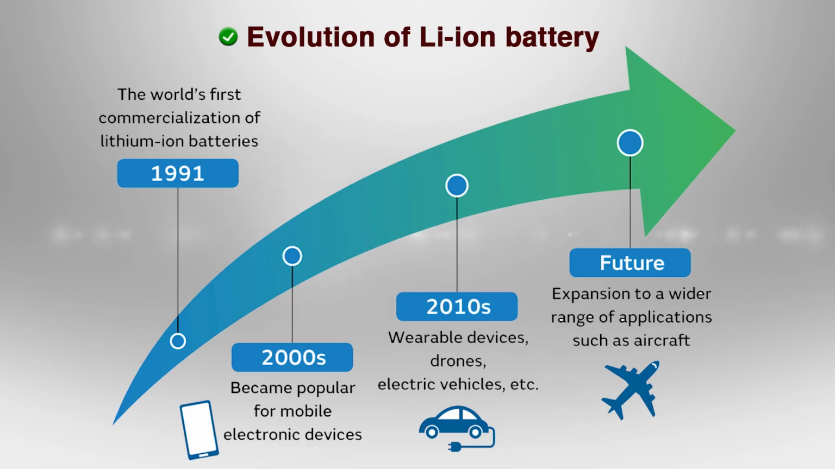Now in this particular picture we can see the evolution of the lithium ion battery, how these batteries evolved. Lithium ion batteries were introduced in 1991. Earlier they were used for small devices such as mobile and wearable devices, but now they are extensively used for electric vehicles, drones and various other applications because of their energy capacity. And in future they can be used for aircraft as well. So this is the evolution of the lithium ion battery.